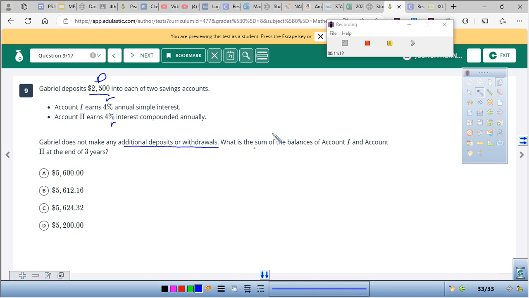The sum means to add. Balances means the total. And account 1 and account 2, so we're going to get the total for both of them. And T is your term. So for this first one over here, I can do it fast.